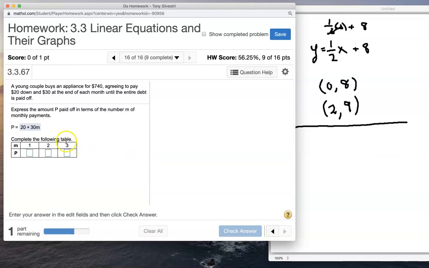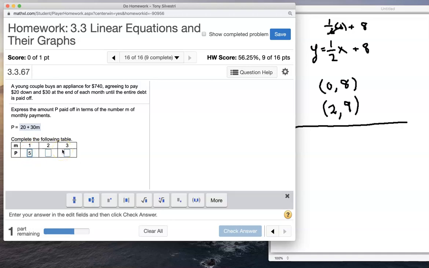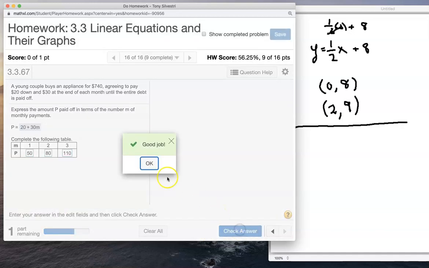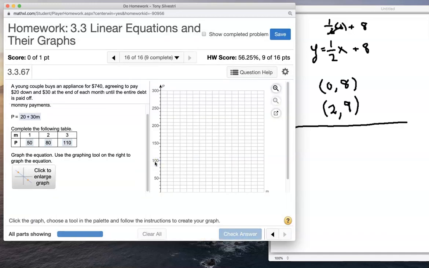Now, complete the following table. Okay. If M is 1, you made one payment. That's going to be $50. If M is 2, you made two payments. $60 plus another 20 is $80. And for every month, you're just adding 30 to the previous number, 110. Check your answer. Good job. And that's done. We have to plot it.